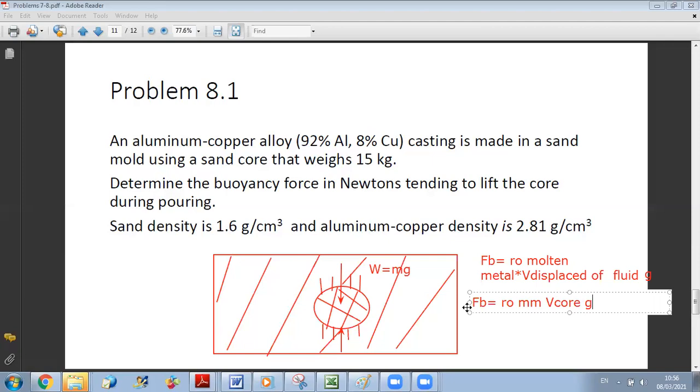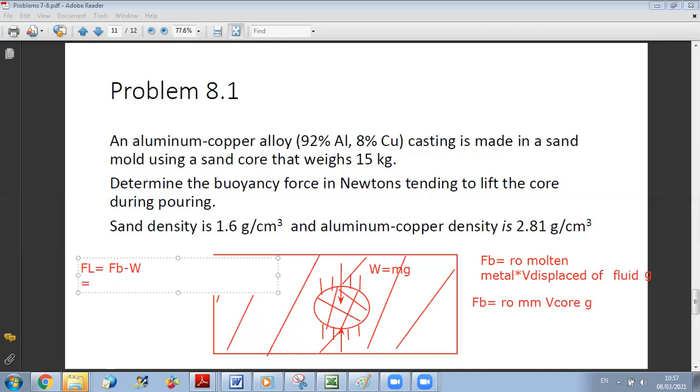Now to have the net lift force, all we have to do is say that F lift is equal to buoyancy force minus weight. In general they confuse terms and call the buoyancy force the lift. Let's make a difference between them. The buoyancy is the upward force of the fluid on the core. I will be clear in the exam. I will tell you the lift force acting on the core. If I just ask for the buoyancy force, you just do this term. Lift force is the difference between them, FB minus weight.